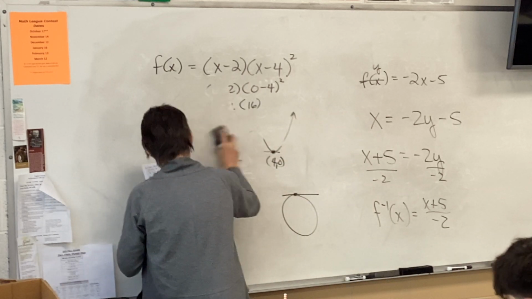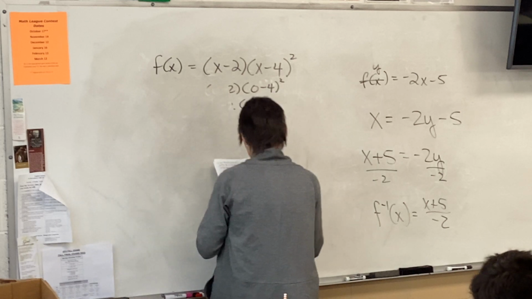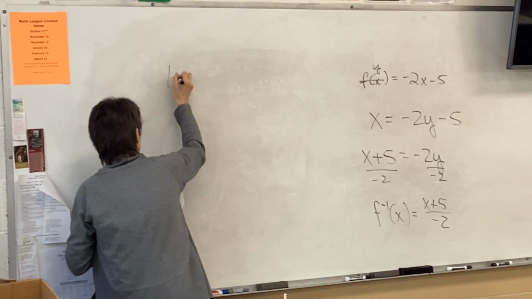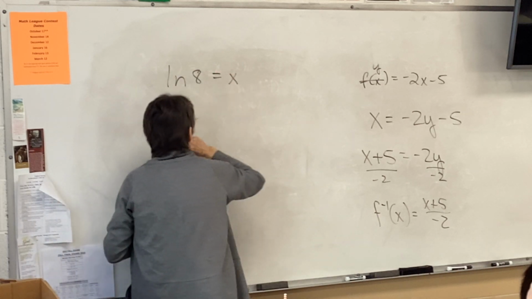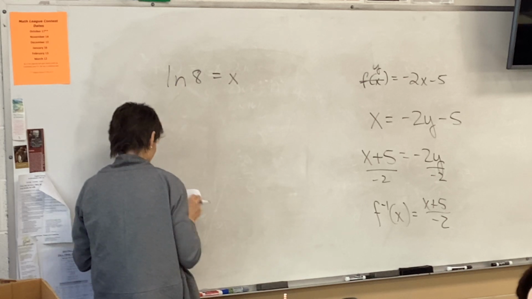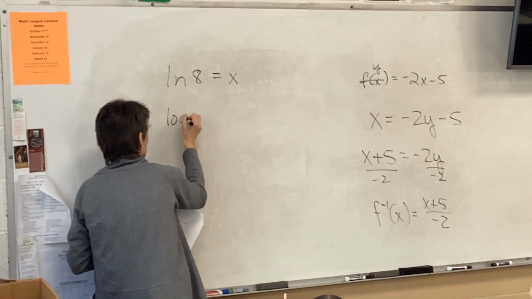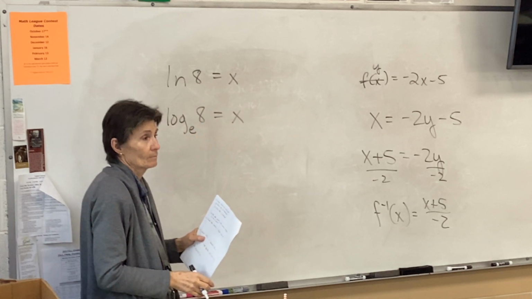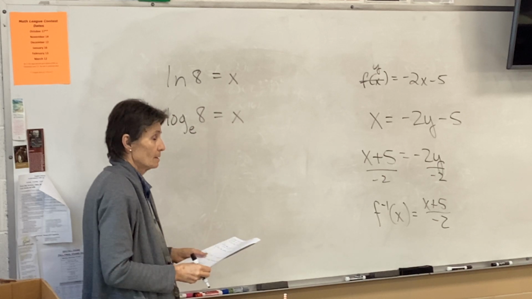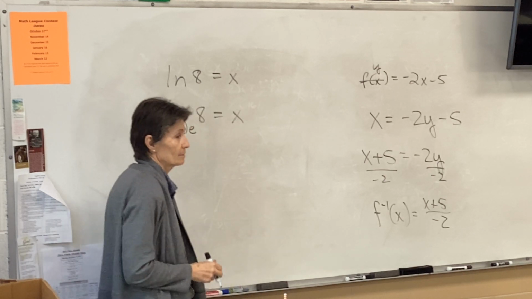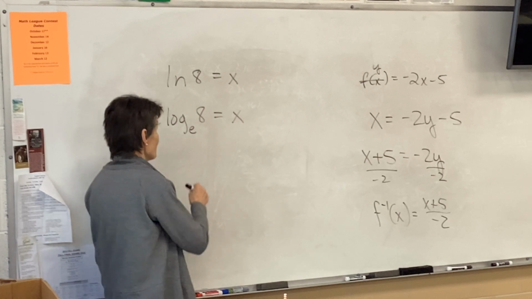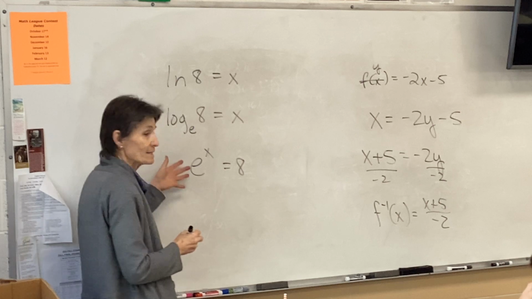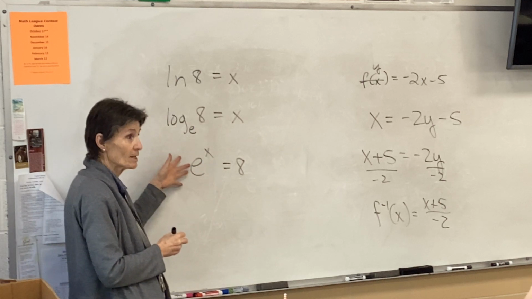Write ln 8 equals x in exponential form. All right, so let's remember something here. What's ln stand for? Log base e. And we've been calling it log rolling. If I log roll this, it says e to the x equals 8, right? That is an exponent. Now, that's exponential form.